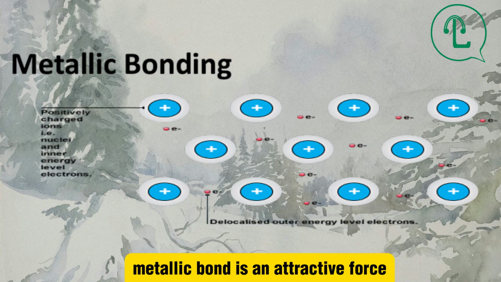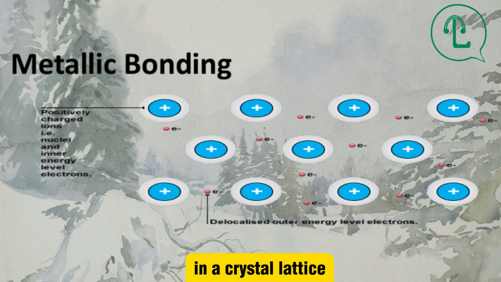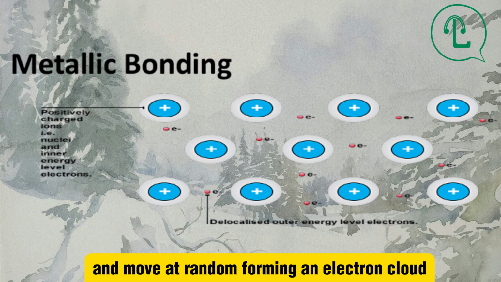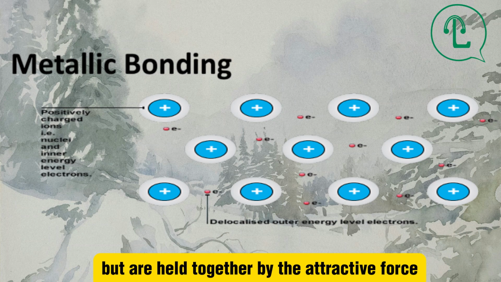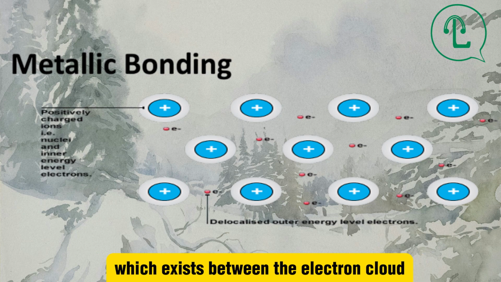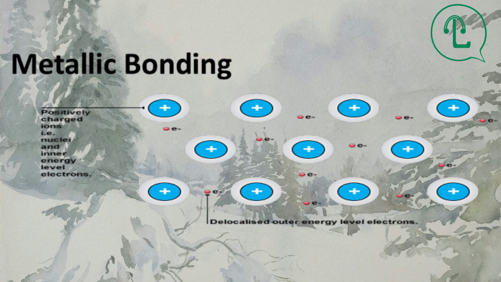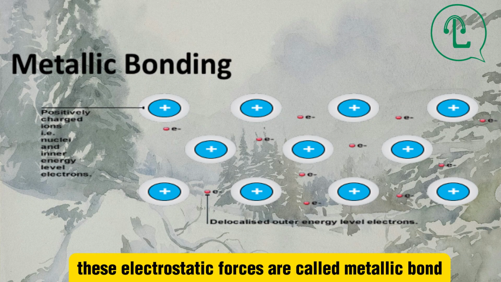Metallic bonding. A metallic bond is an attractive force that holds metal atoms together in a crystal lattice. In a crystal lattice, the valence electrons of metal tend to separate from their orbitals and move at random, forming an electron cloud. The metallic ions formed tend to repel one another but are held together by the attractive force which exists between the electron cloud and the positively charged metallic ions. As the metal cations and the electrons are oppositely charged, they will be attracted to each other and also to other metal cations. These electrostatic forces are called metallic bonds.